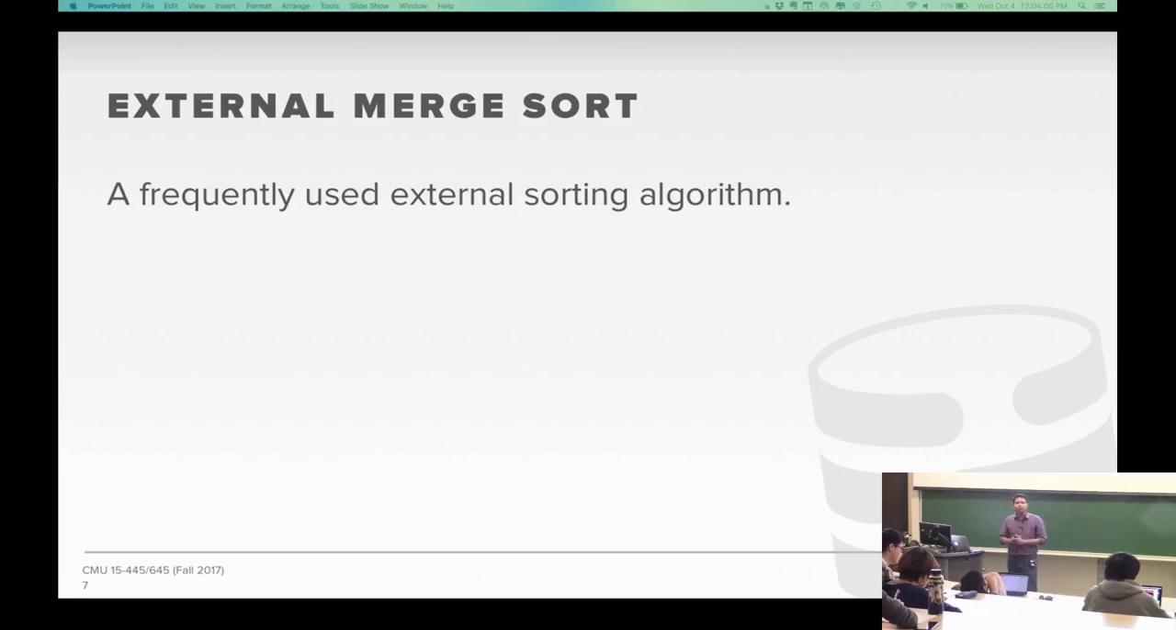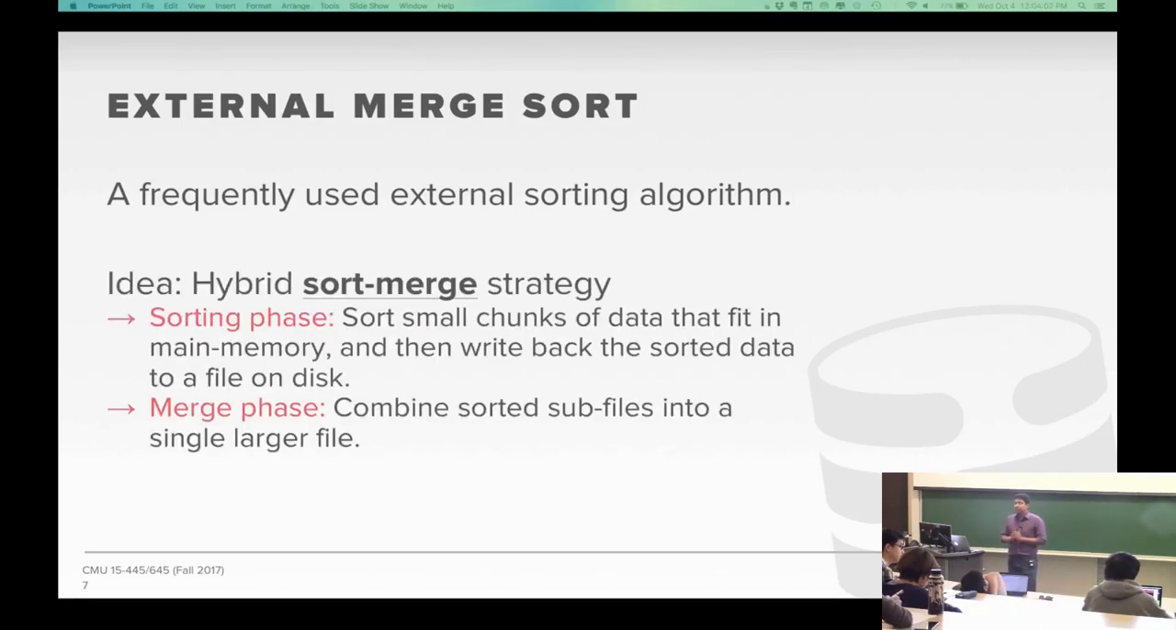So the high-level idea of external merge sort is very simple. It employs a hybrid sort and merge strategy. During the sorting phase, you try to sort small chunks of data after bringing them into main memory, and then you write back the sorted data to a file on disk. And the merge phase is going to do recursive combination of smaller sorted subfiles into a larger file, okay? So it's a two-phased approach.